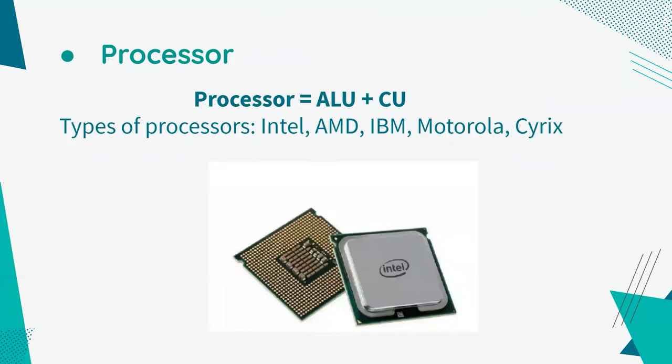Then, let's talk about the processor. So, as you saw in the picture before, the processor is a combination of the ALU and the CU. The ALU is the arithmetic and logical unit, and the CU is the control unit. So, I have given some types of processors in here, which are Intel, AMD, IBM, Motorola, and Cyrix.